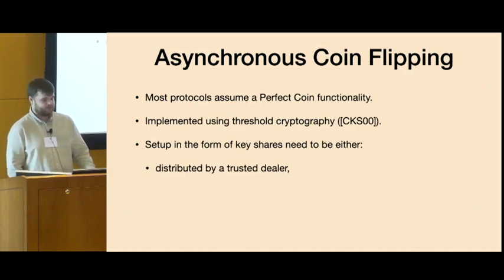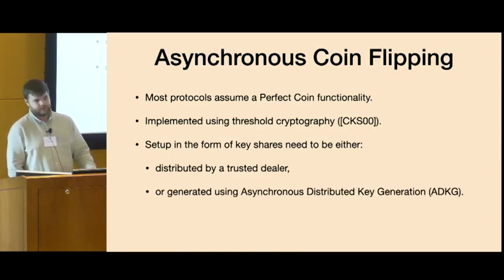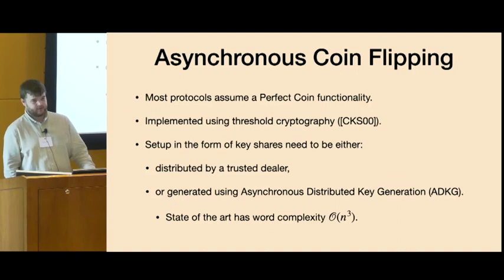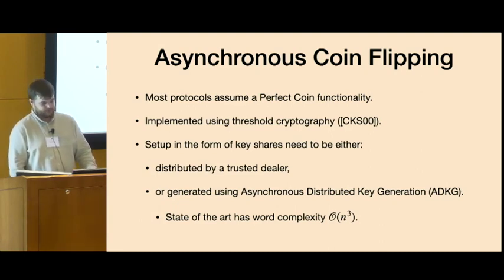In order to set this up, so that everyone has the key shares for the signature scheme, you either use a trusted dealer, which could be fine in a permissioned network, or you need some sort of key distribution protocol. In an asynchronous network, the only way we know to do this takes cubed word complexity in the number of parties. Considering that total order broadcast by itself is only squared communication complexity, this is not ideal. This is going to completely dominate any proof of stake implementation of total order broadcast.